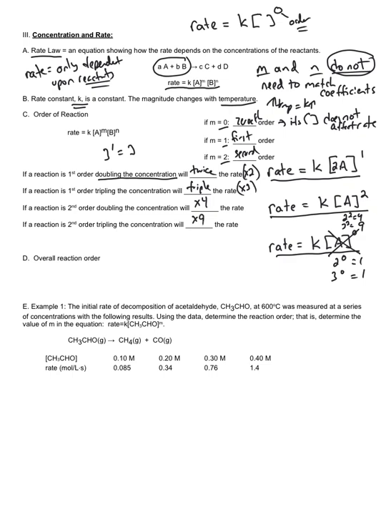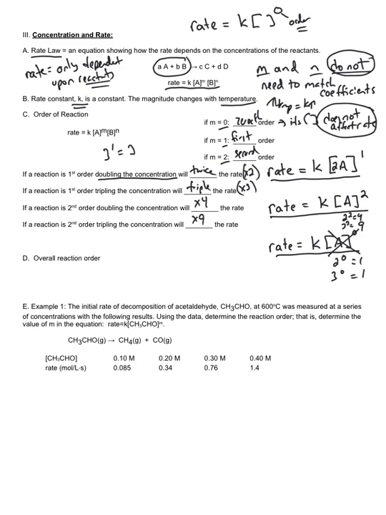It'd be 9 times faster. So based on what happens, if I change the concentration of a reactant and the rate of the reaction does not change, then I know that that reactant is 0th order. It therefore would not be included in the rate law because its concentration doesn't affect the chemical reaction rate.